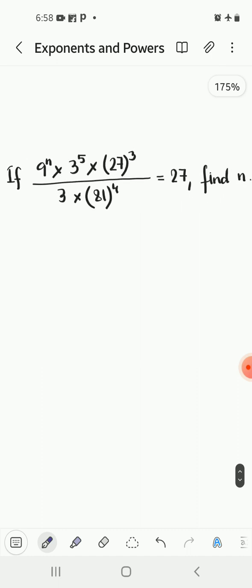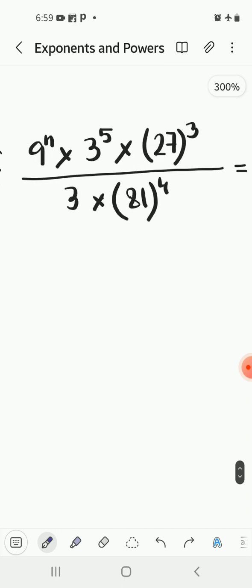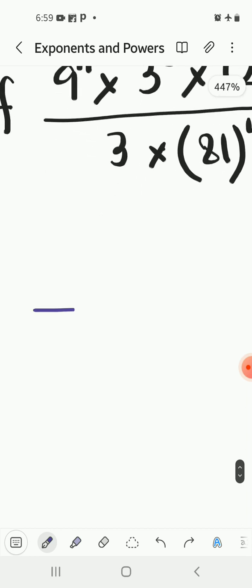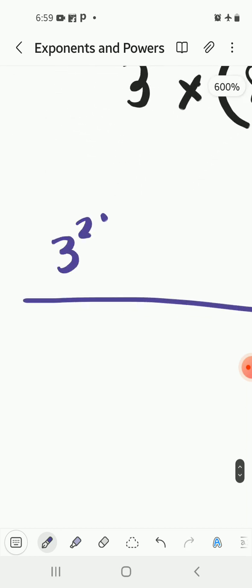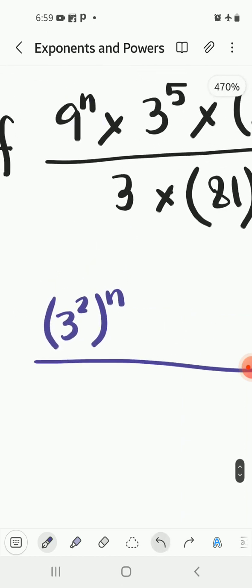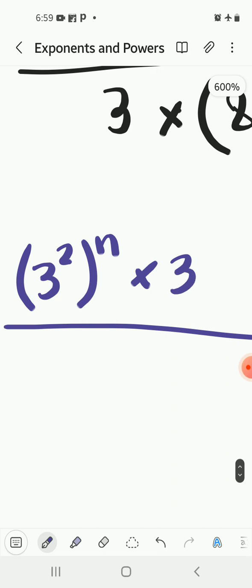See, this question is given. If 9 to the power n into 3 to the power 5 into 27 to the power 3 by 3 into 81 to the power 4 is equal to 27, then we have to find the value of n. Firstly, write the whole expression in exponential form. So 9 can be written as 3 square to the power n, which was already here. So here 3 square, only 9 is replaced as 3 square. So it was to the power n, so I have written to the power n as it is, into 3 to the power 5.